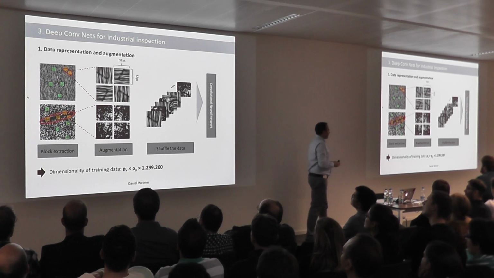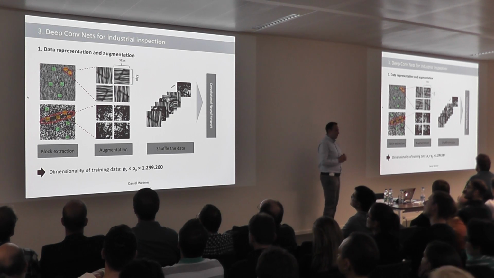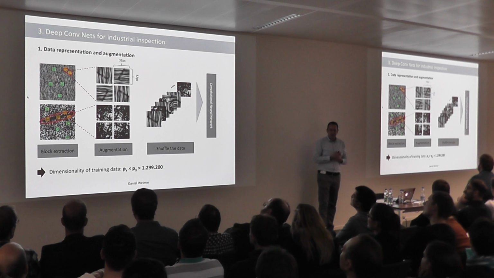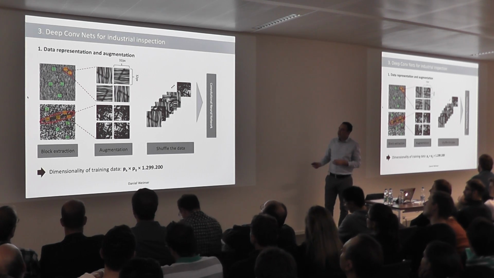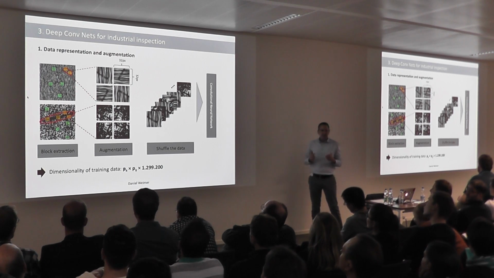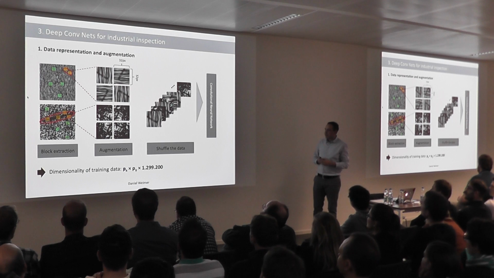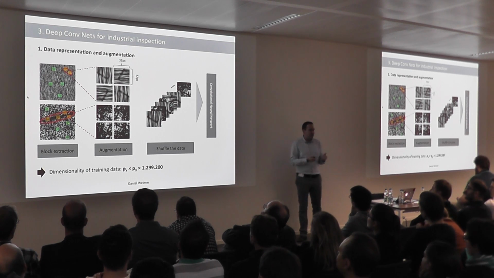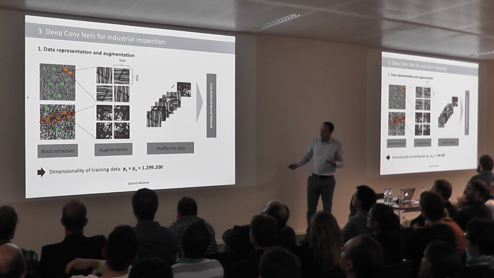So let's go a little bit more into the details. The first thing you have to do is the preparation of data. How do we show the network the data? In the first step, we do not take the complete images, we sample from the images. So this means we extract patches, and we know, because we have the label, that specific patches are in a defect area or in a non-defect area. This is called block extraction.